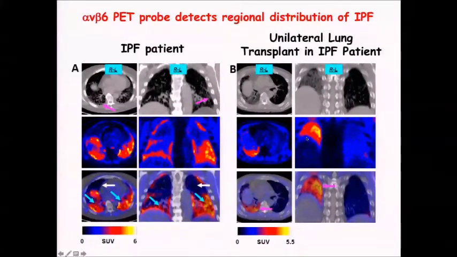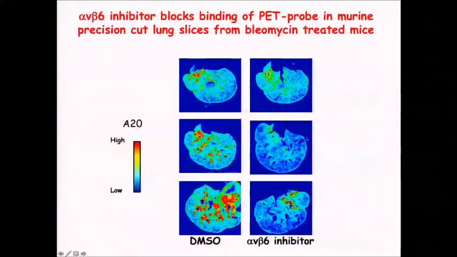Another thing that makes this PET probe attractive is we can use it as a way to rapidly screen potential drugs. So this is just showing that if we treat mice with bleomycin and make lung slices and incubate the lung slices with the PET probe in the presence of a control solvent or a small molecule alpha V beta 6 inhibitor we've been developing, the inhibitor dramatically shuts off this PET probe, which encourages us to think that when we test this in patients, we'll be able to see whether we've given enough of the inhibitor to actually hit the target.